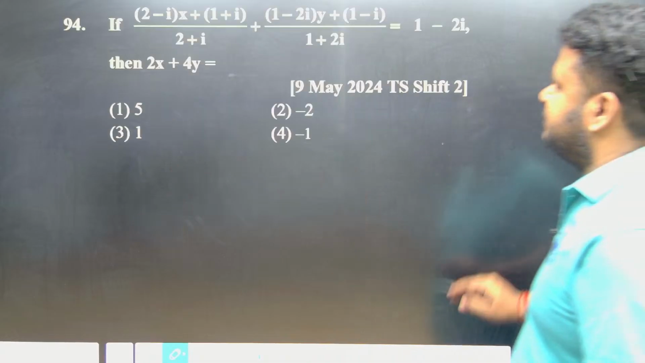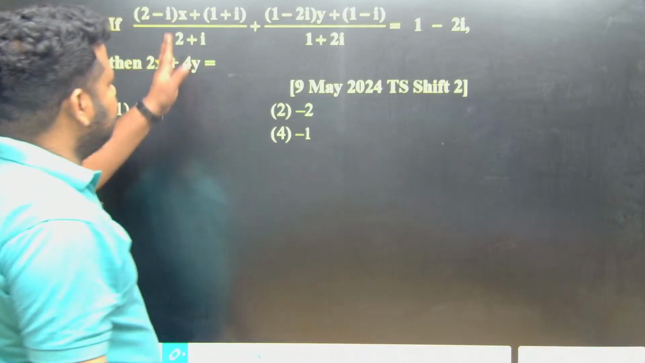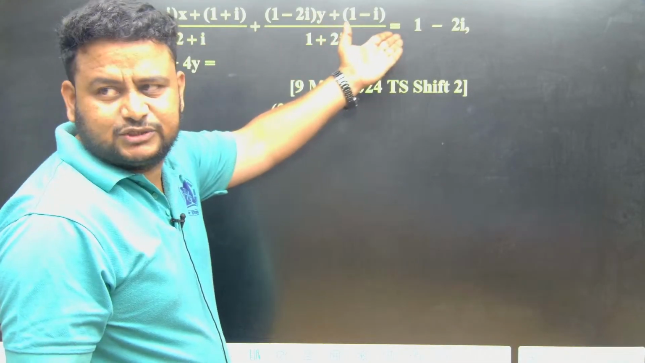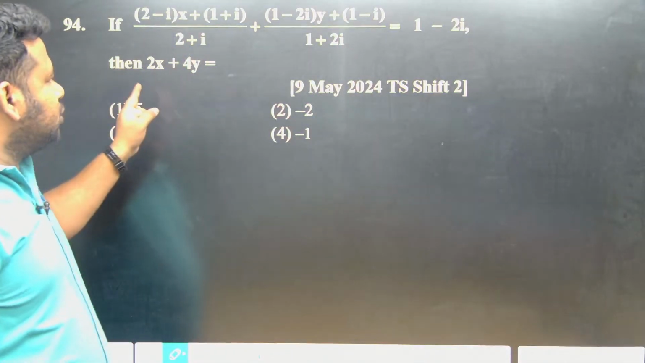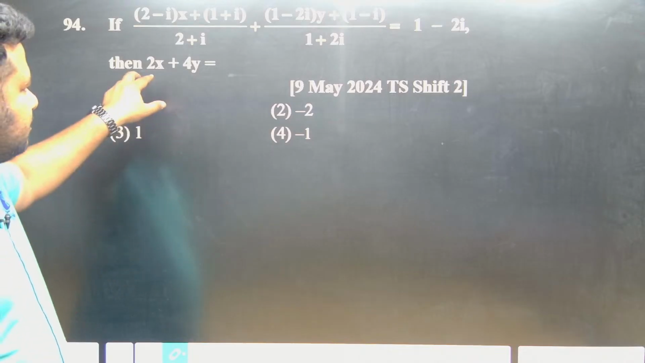So look at this question, friends. If (2 - i)x + (1 + i)/(2 + i) + (1 - 2i)y + (1 - i)/(1 + 2i) = 1 - 2i, then we have to find 2x + 4y. So first of all, find out the x and y values, then substitute them here.